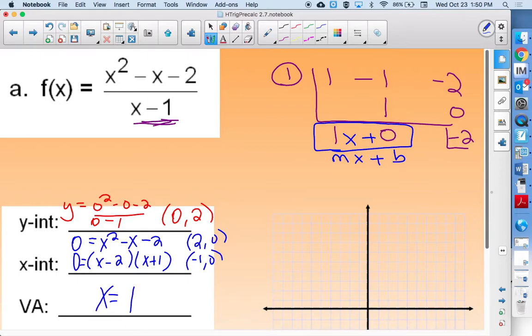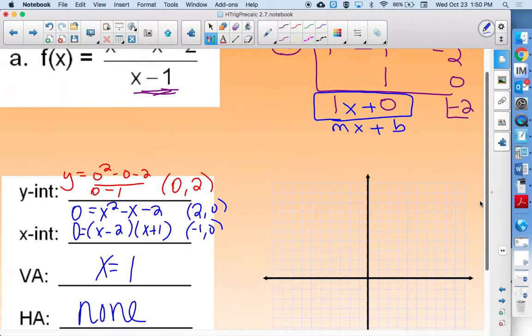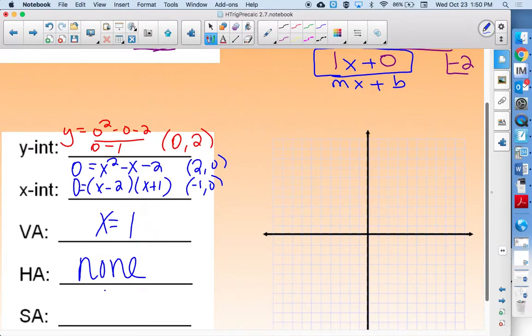x equals is a vertical line. y equals is a horizontal line. But y equals could also be a diagonal line. So our slant asymptote is a line in y equals mx plus b form, and in this case, it's just y equals x. So we're going to have a slanted line when we graph this.